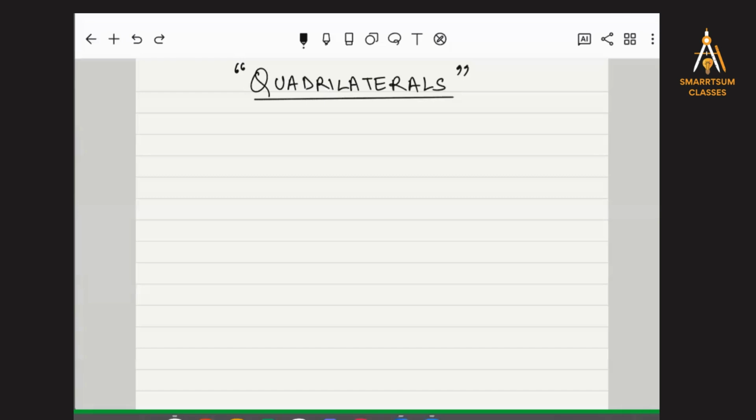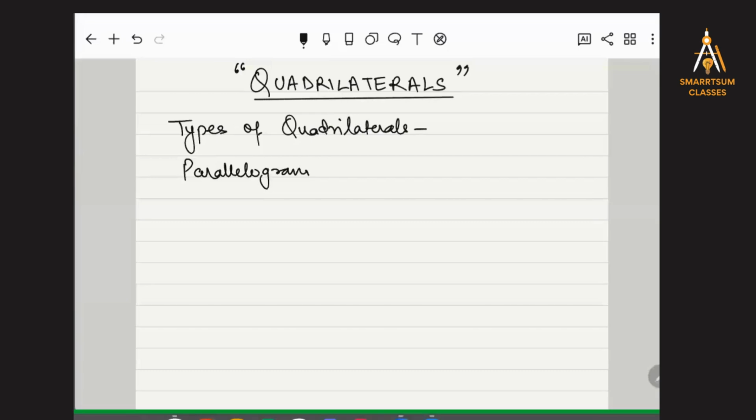Now, coming to the different types of quadrilaterals. In this, we have the parallelogram. A parallelogram is a quadrilateral, isn't it? What is its characteristic? In a parallelogram, both pairs of opposite sides are parallel, then it is called a parallelogram.